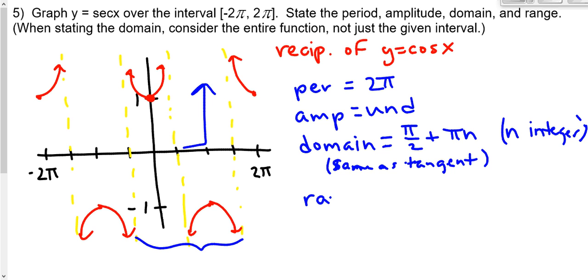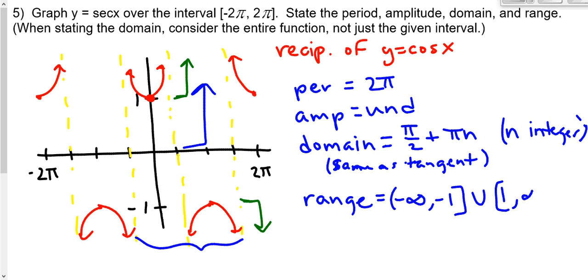And for the range, it's just like the cosecant graph was. We have points at a height of 1 and higher. We have points at a height of -1 and lower. So we have -infinity to -1, union 1 to infinity.